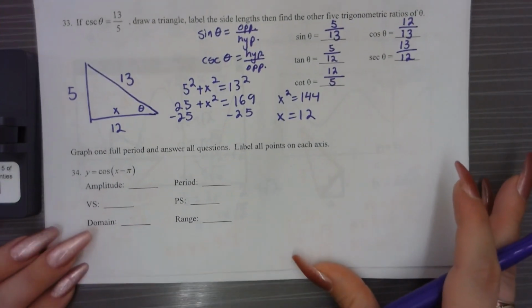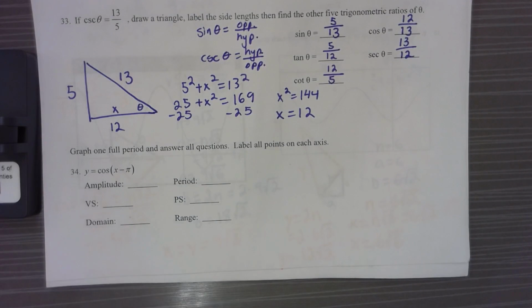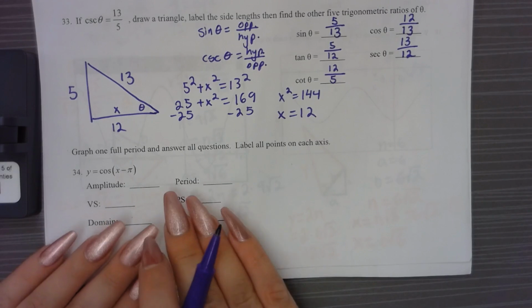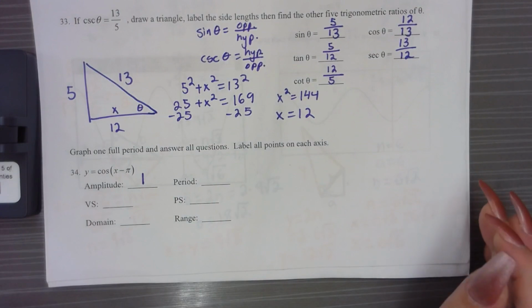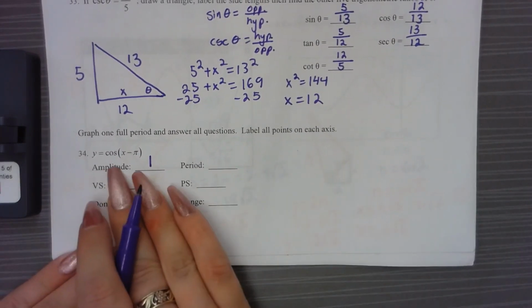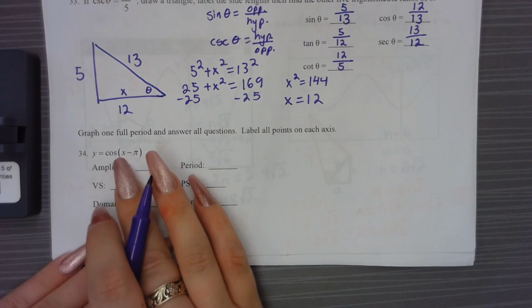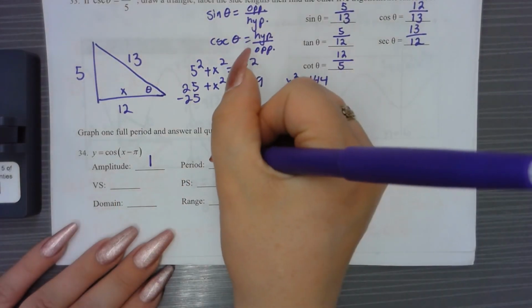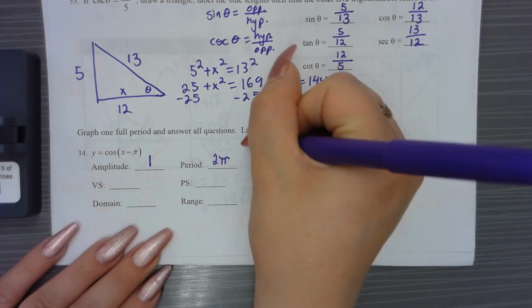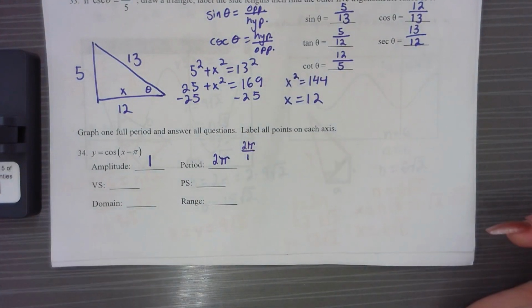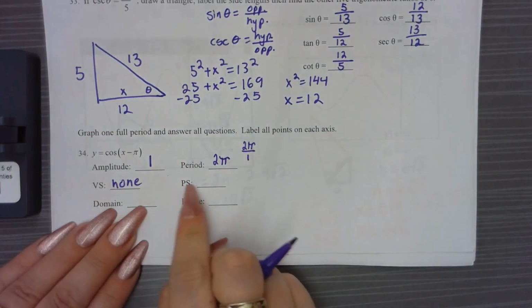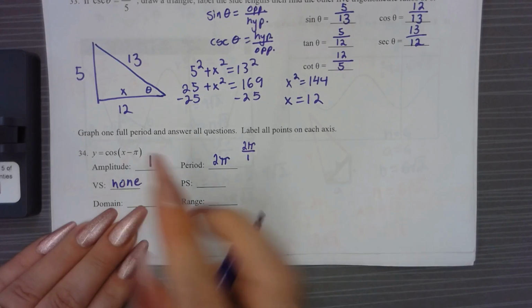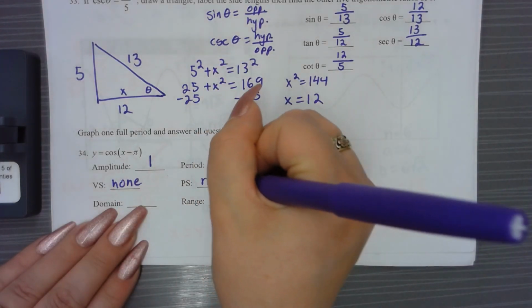Okay, now we're going to get to graphing. We want to graph one full period and answer all the questions, label all the points on each axis. So for this one, if we don't have a number written out front, we assume that our amplitude is 1, because technically that has a coefficient of 1. Additionally, if we do not have a b value, then our period would be 2 pi, because it would be like 2 pi divided by 1, which is just 2 pi. We do not have a vertical shift here. A vertical shift would happen on the outside, but we do have a phase shift because it says x minus pi. That means we're shifting to the right pi.